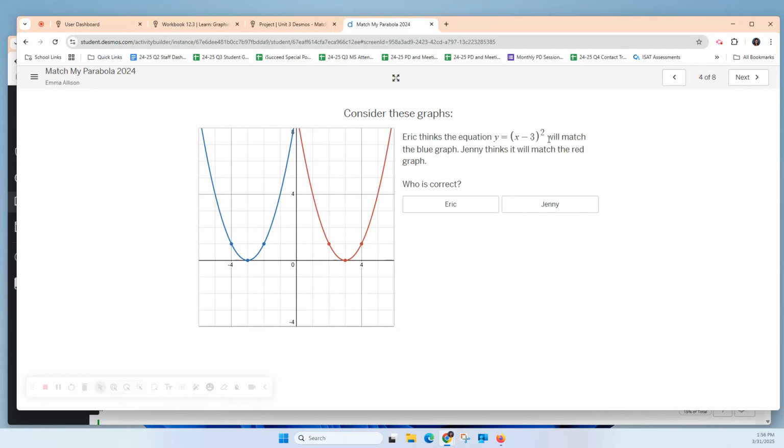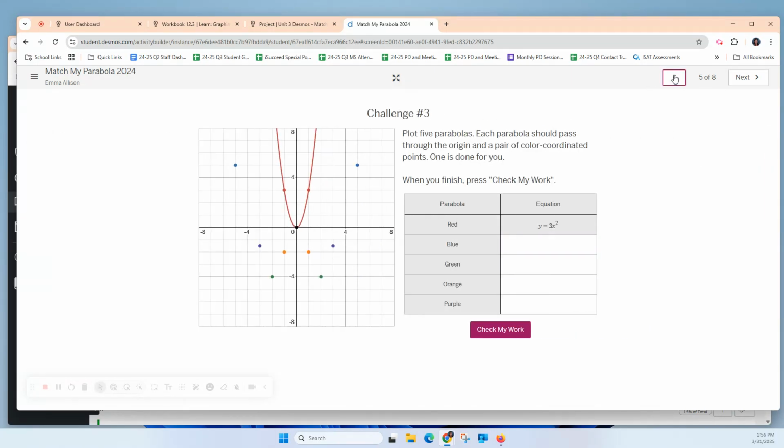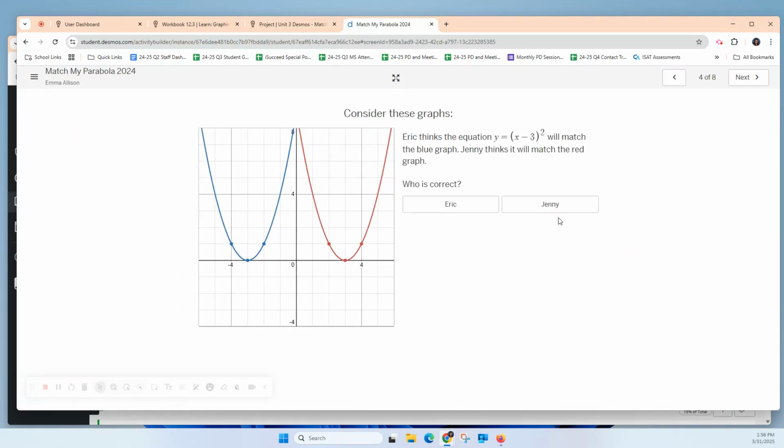This next one, when we're talking about Eric and Jenny's graph, make sure that in this box, you tell me who is correct, and then you tell me why. There's a little box that comes up, and you're going to say, I think Jenny is correct because of some reason. Make sure you're using 2 or 3 sentences to explain, because that's going to be very, very helpful for me in terms of grading.